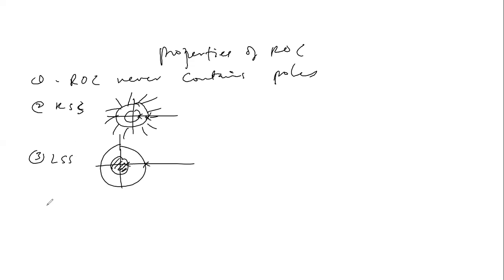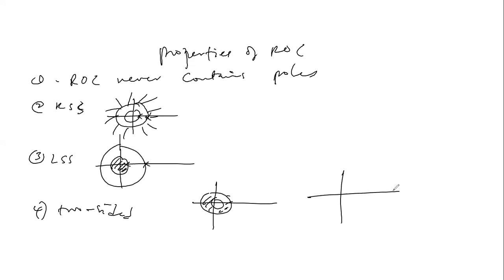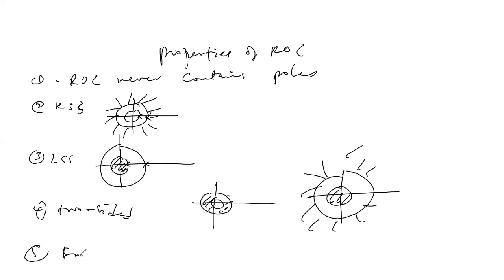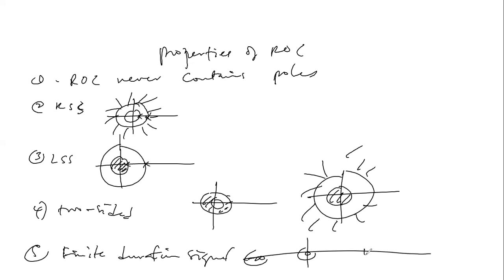When we have a two-sided signal, or a sum of right and left signals, we usually have a donut. It could be something like this, or sometimes even something like this. We have the region of convergence in and out. Now, the fifth point is that for a finite duration signal, the region of convergence is everywhere except where we have negative infinity, where we have 0, and where we have positive infinity. Every other part is the region of convergence.